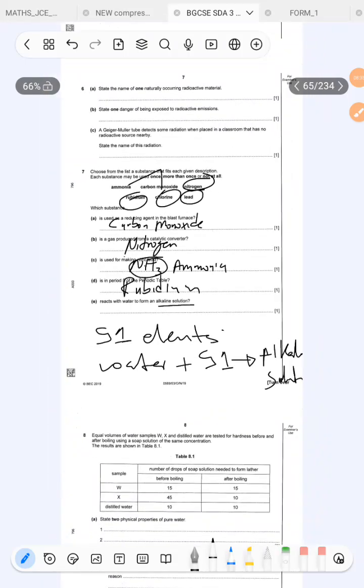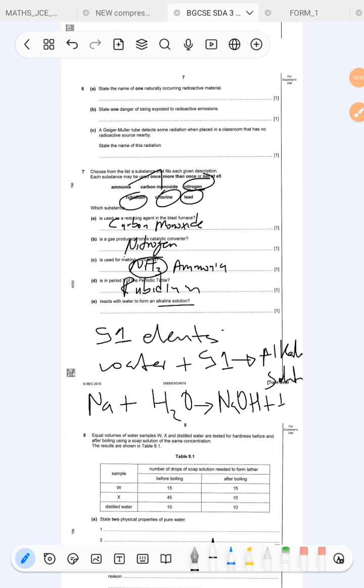So for example, when you react sodium plus water, H2O, what do you get? You get sodium hydroxide plus hydrogen gas.